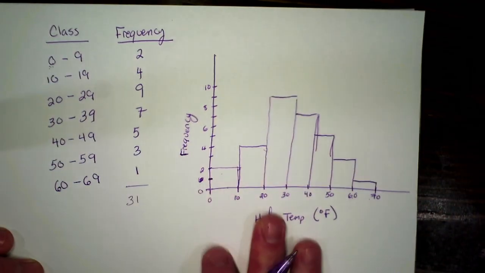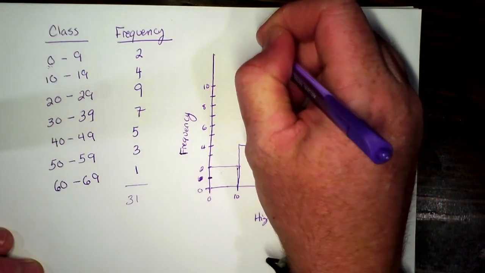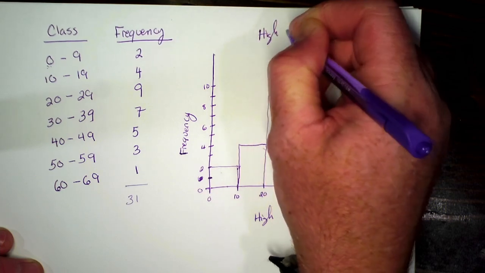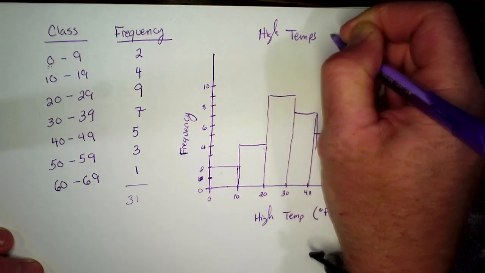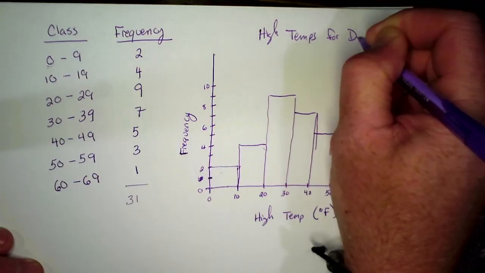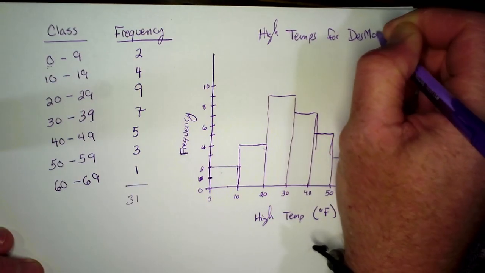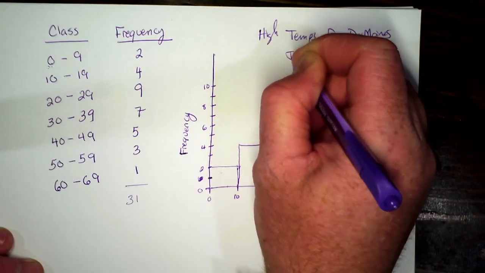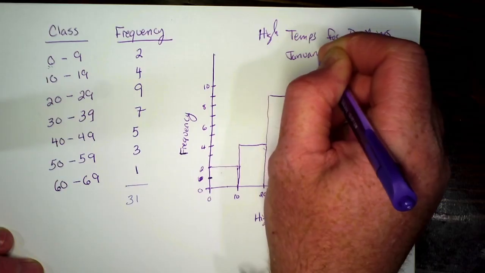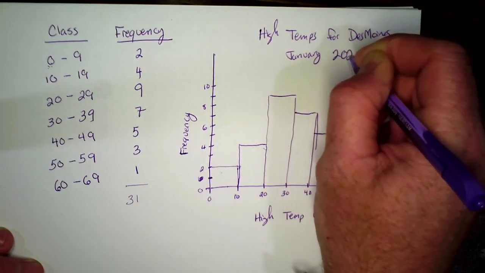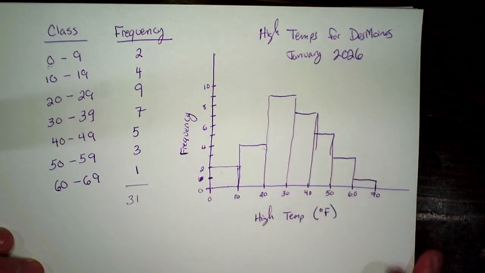Okay, last thing we need to do here is just give it a title. We could call it the high temps for Des Moines, and then we'll say January of 2026. And so that's a histogram.